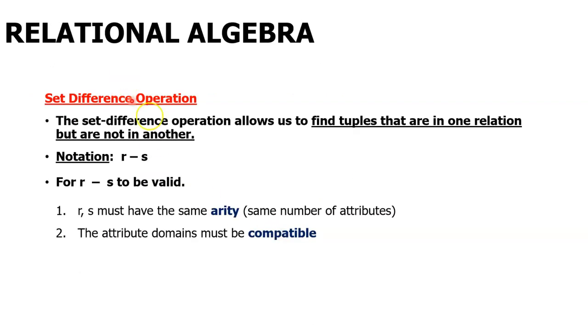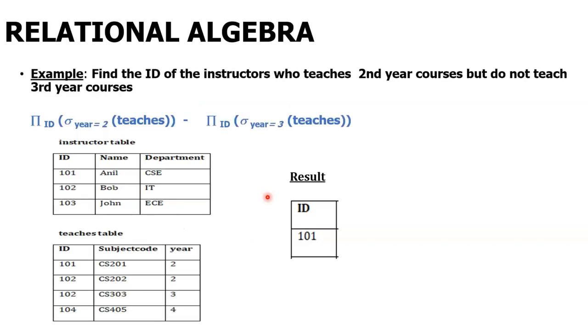So next is set difference operation. Set difference operation is where I want to find the tuples that are in one relation but not in the other relation. So how will I find R minus S? It should be there in one but not in the other, which means the person should teach only second year but not third year. With respect to this table, 101 or 102 is a person who is teaching second year but he is teaching third year also.